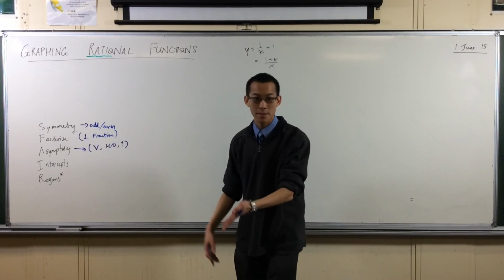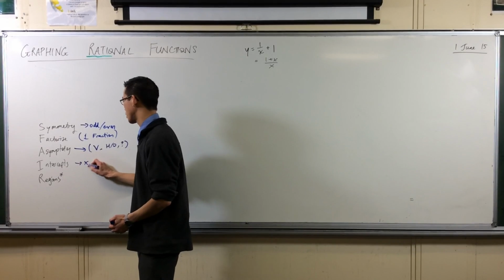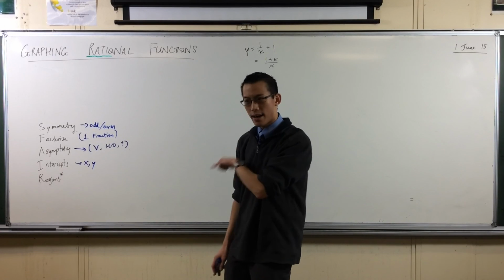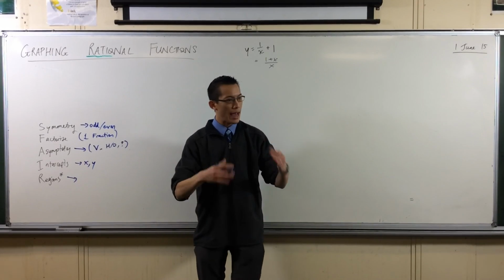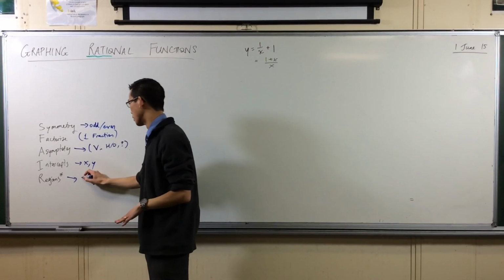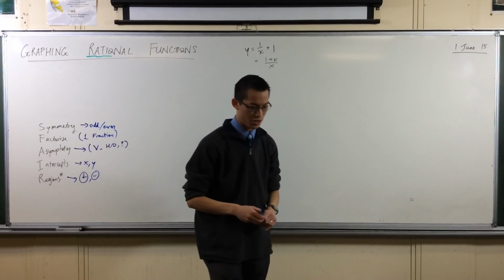Okay. Intercepts, that's pretty simple. There are 2 kinds and you're looking for x and y, so that's just like any other normal function. And then the last step, regions, we're looking for where the graph is either positive above the x-axis or negative below the x-axis. So we're looking for positive or negative regions. Okay.